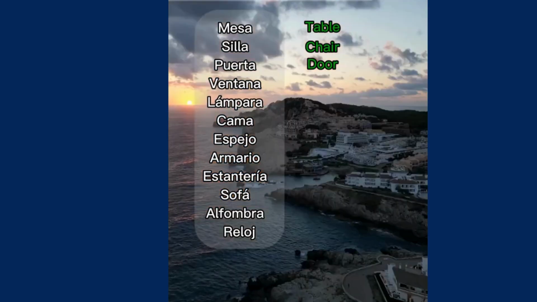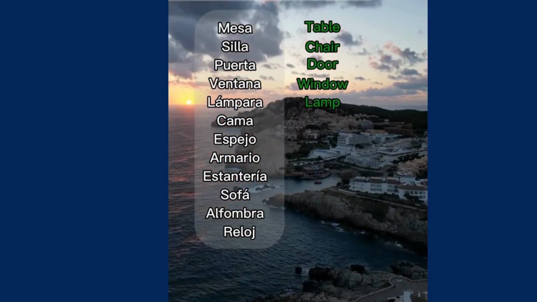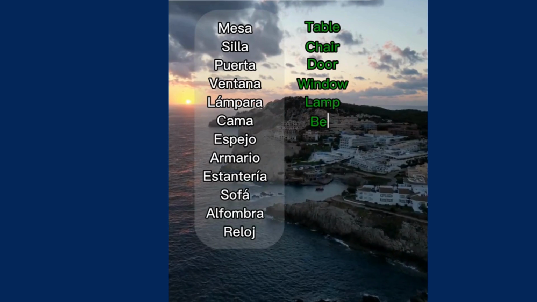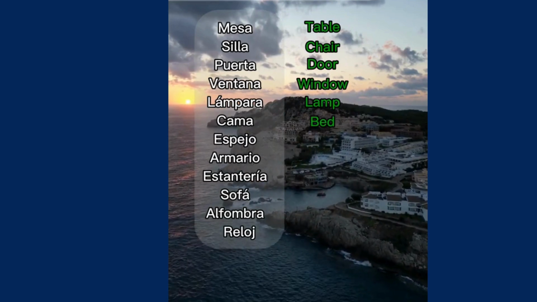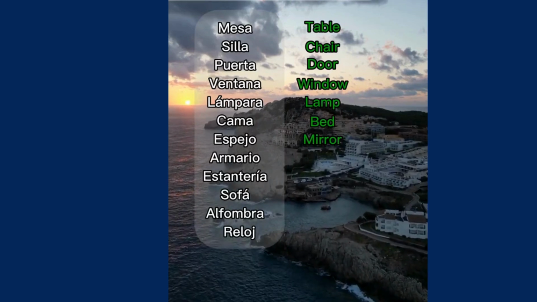Yes, it means window. And lámpara? It means lamp. And this one, cama? Exactly, it means bed. Do you know what espejo means? It means mirror. And what about armario?